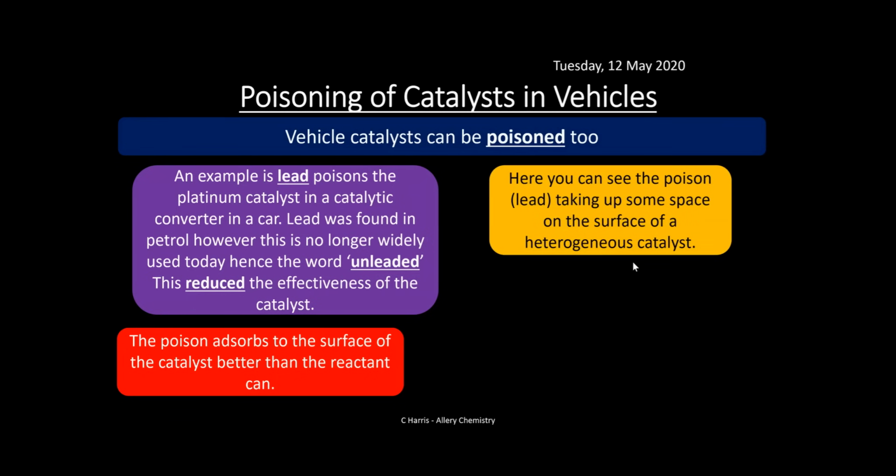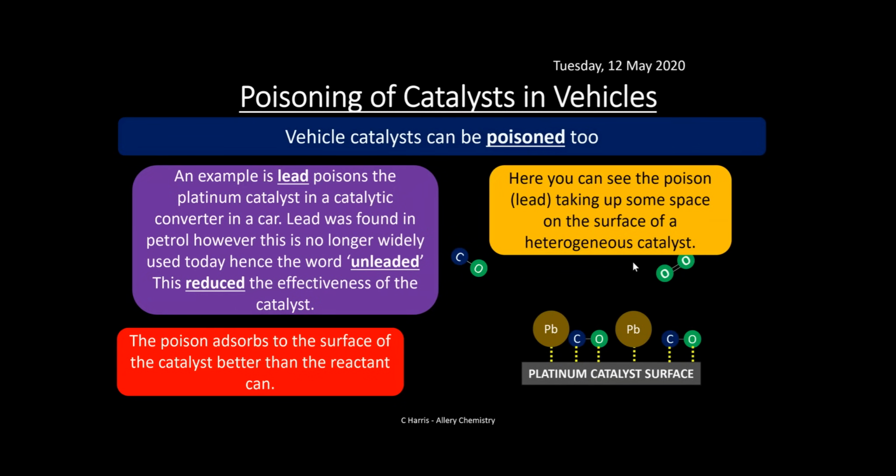Okay, so here we can see the poison, or the lead, taking up the space of some of the surface of a heterogeneous catalyst. So there we go, and these just bounce off the lead. Also the lead impurity on there, as you can see, has taken up the space. So that wasn't good. And clearly, if you had to replace a catalytic converter, they're not cheap, because platinum's a very expensive metal. So you don't want to be replacing that all the time. So they weren't particularly good. New formulations of fuel help to improve efficiency and reduce pollution.